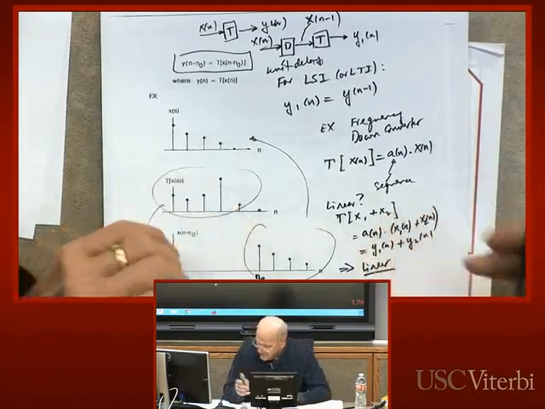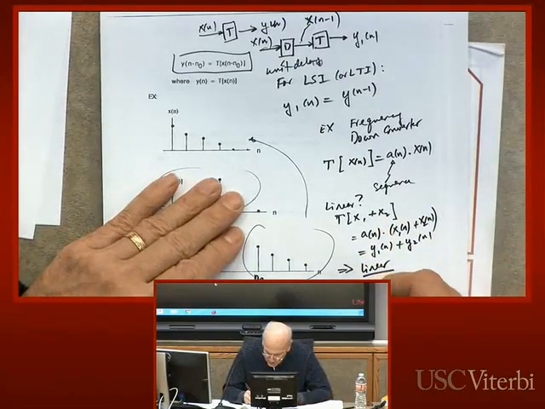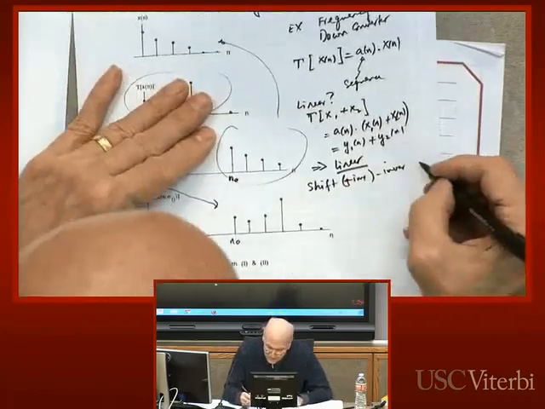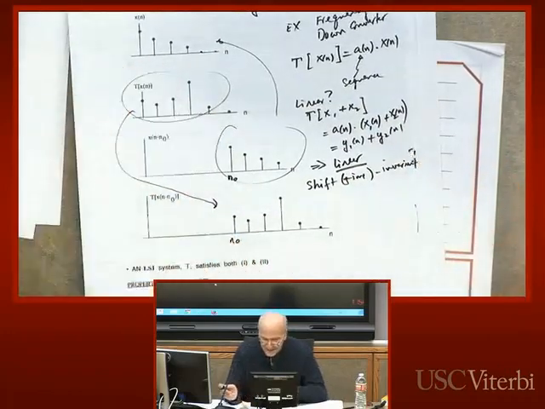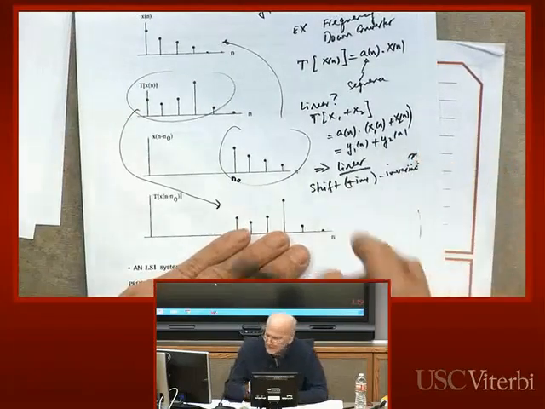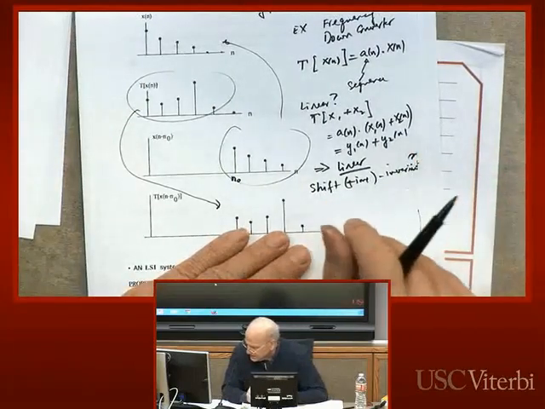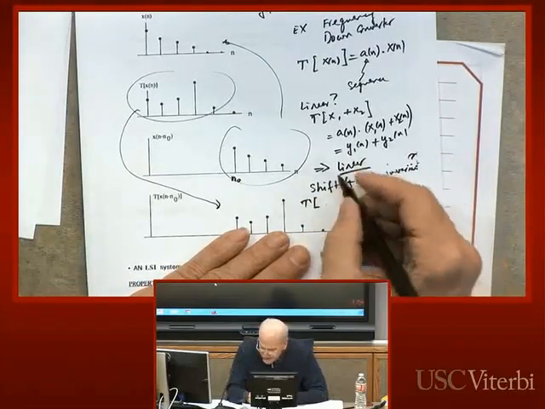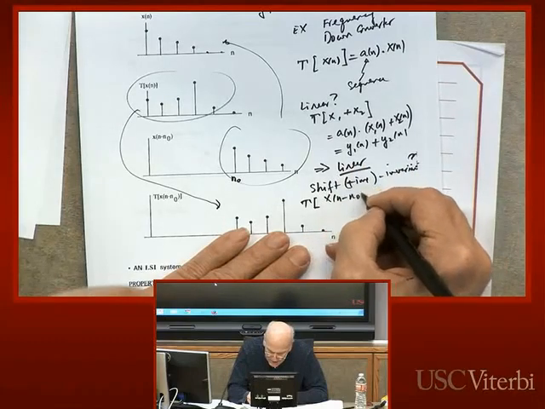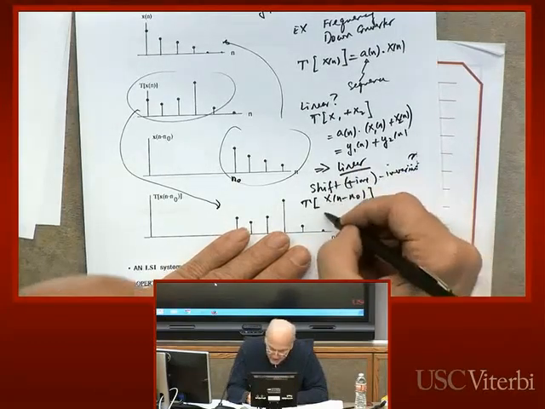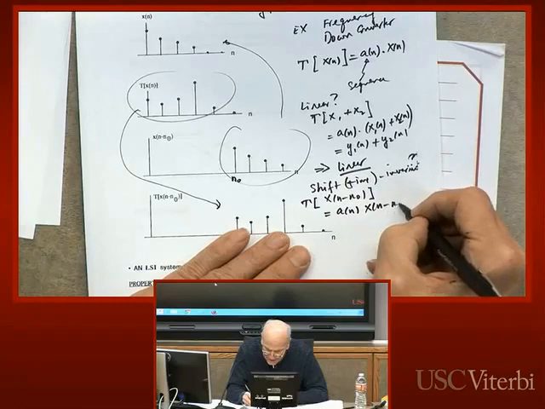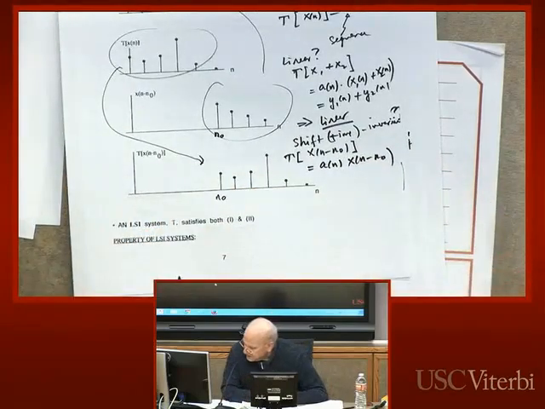Ah, but let's look at shift invariance, or time invariance. Is it invariant? We will see in just a second that no, it isn't. The a of n messes things up, as long as a of n is not a constant, because look, check it out. T of x of n minus n naught, what's that going to be? Well, by definition, that's going to be a of n times x of n minus n naught. So that's just by the very definition.